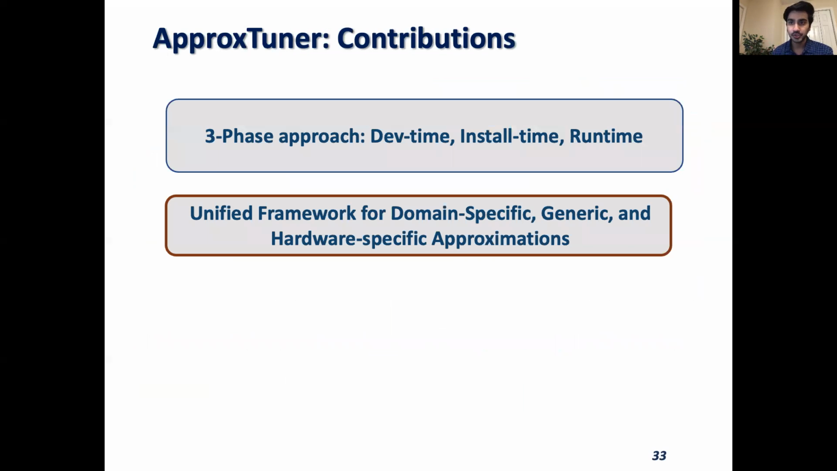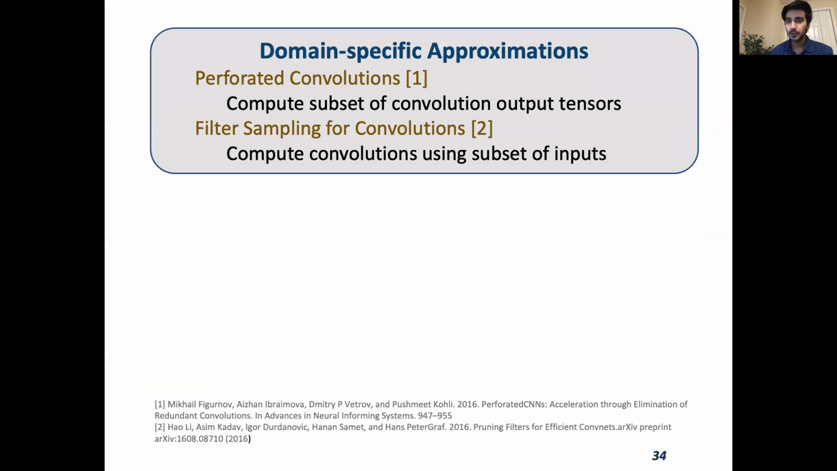Another major contribution in ApproxTuner is that it combines domain-specific, generic, and hardware-specific approximations all in a unified framework. We support two domain-specific, two generic, and one hardware-specific approximation. The two domain-specific approximations apply to convolution operations. These are hardware-independent approximations that are applied in the development time tuning phase.